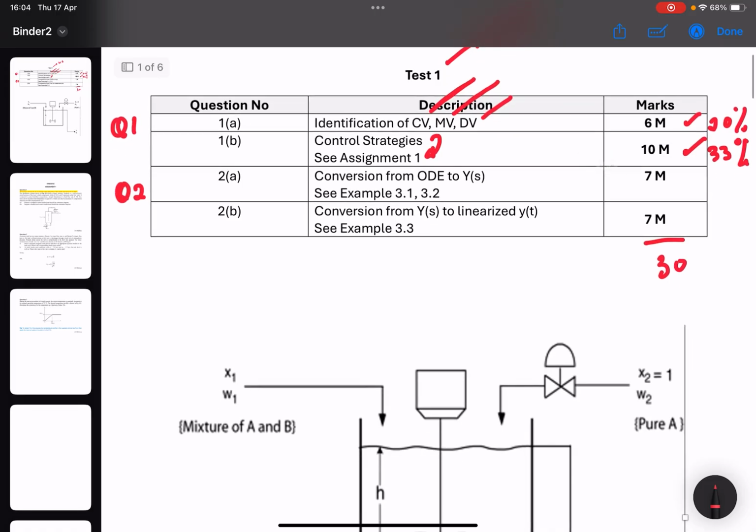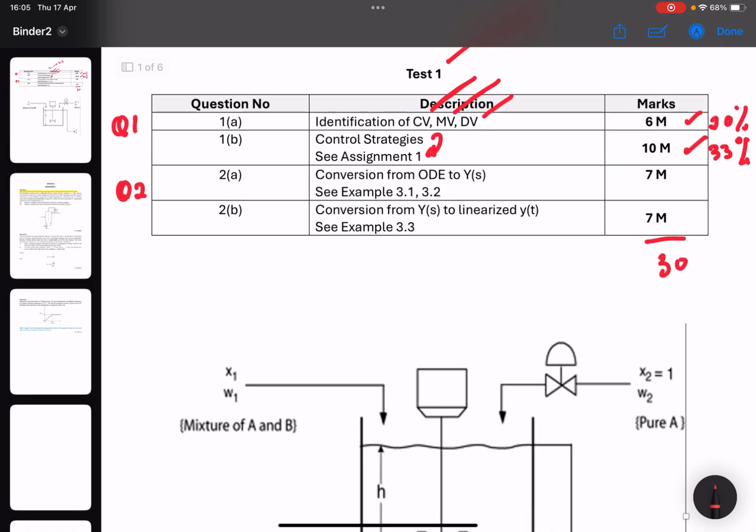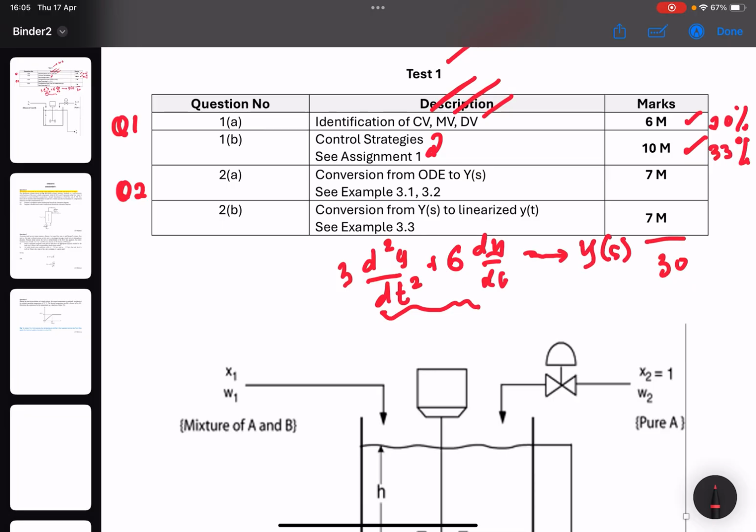For question number 2, for the first part, you need to convert from the ordinary differential equation, for example d to the power of 2 y over dt to the power of 2, plus 6 dy/dt and so on. This is what we call an ordinary differential equation. We need to convert it to Laplace form, which is in the S domain. This one is going to be 7 marks.